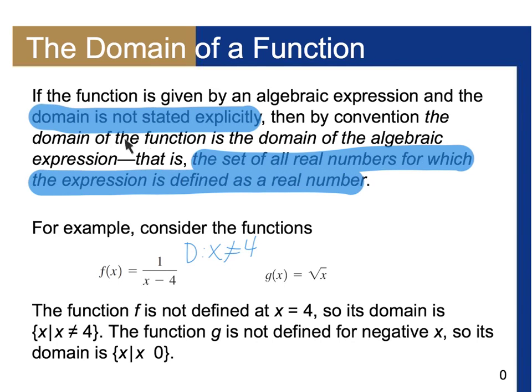So when the domain is not stated explicitly, we figure out which x's work, and we include those, and then we figure out which x's don't work, and we exclude those. So the only x that doesn't work here is 4, right?